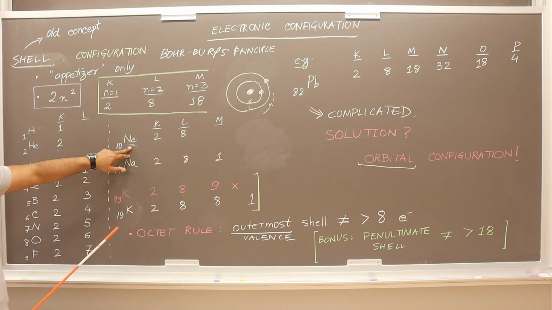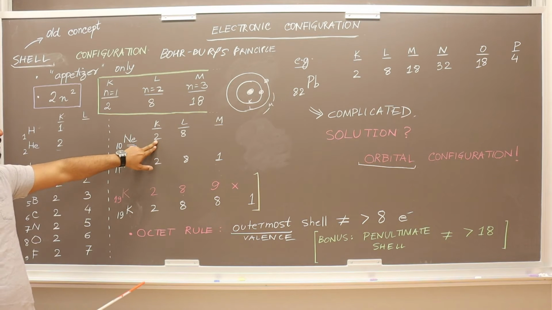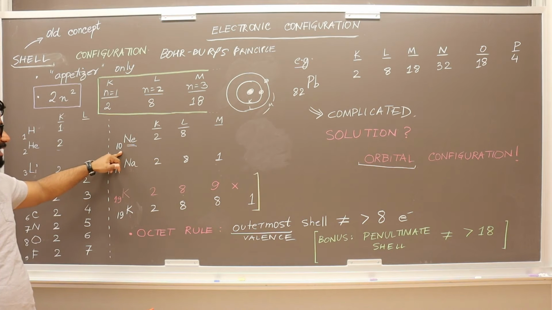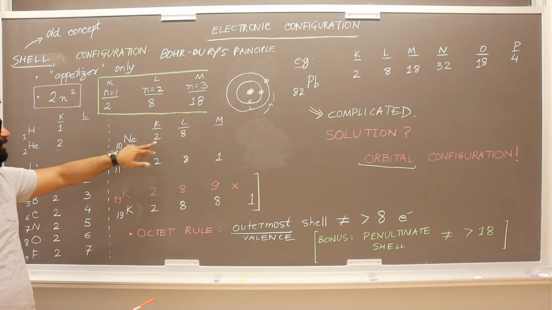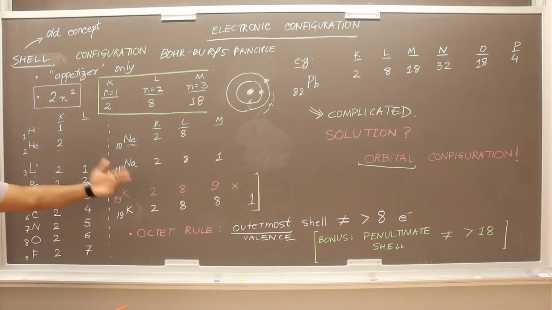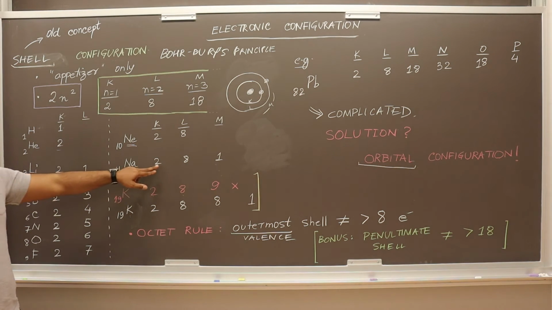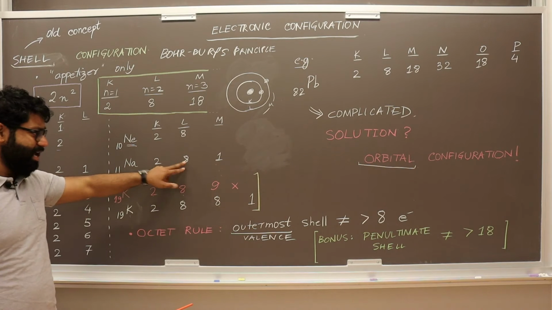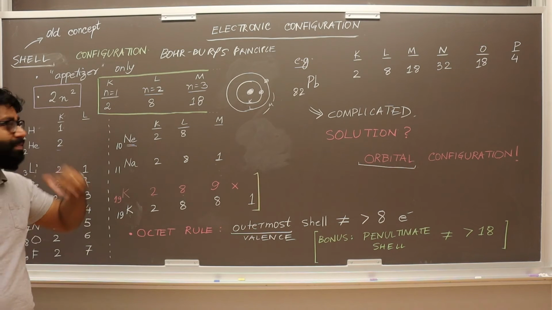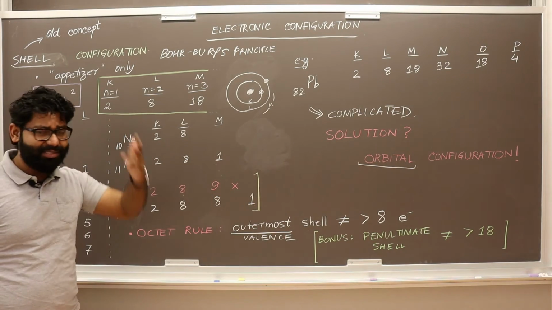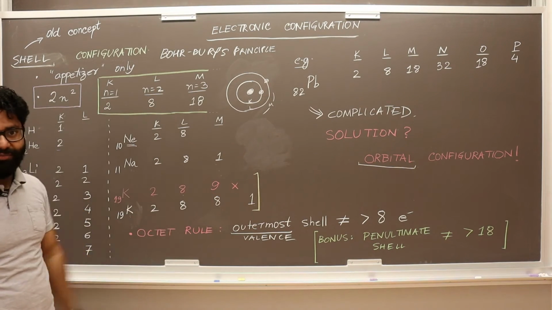Now, till neon, we have 2 and 8, okay? No problem, because neon, the atomic number is 10, 10 electrons, 2 goes in here, 8 in there. Moving on to sodium, which has 11 electrons, 2 goes in here, 8 in here. Now we have one more to go. What do we do? We move on to the next shell, which is the M shell, and 1 goes in here. Pretty simple, right? And we keep on doing the same thing.